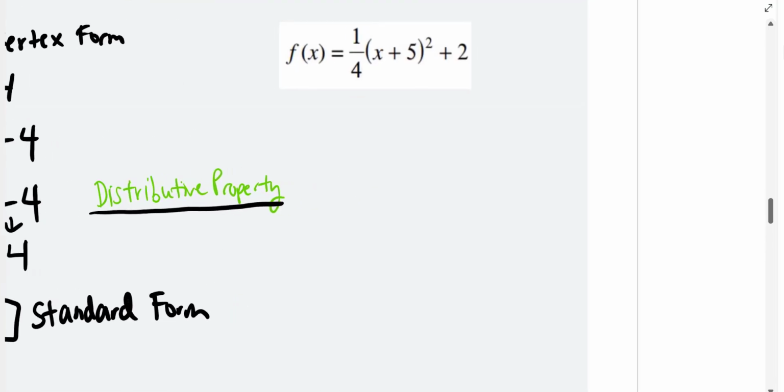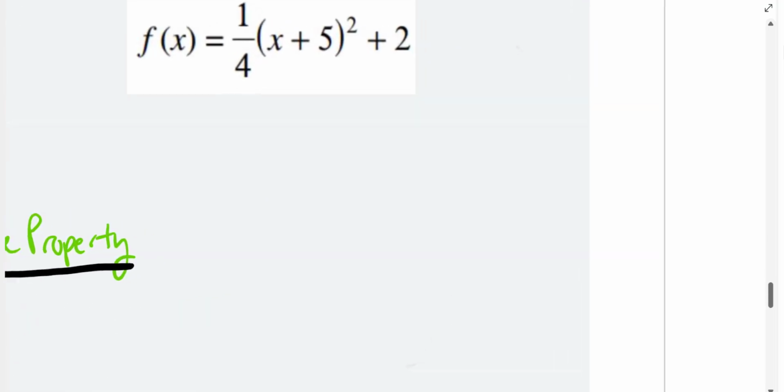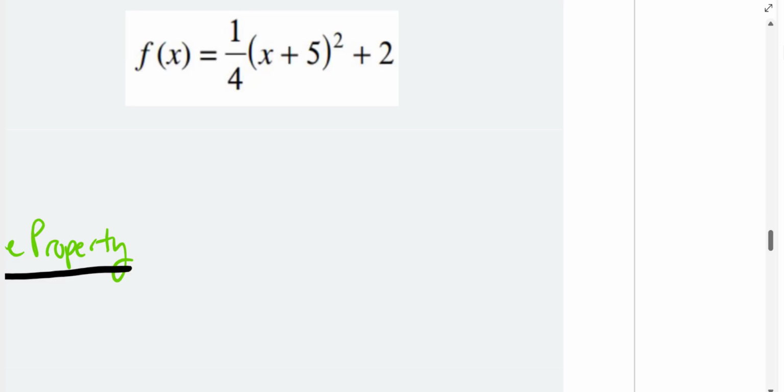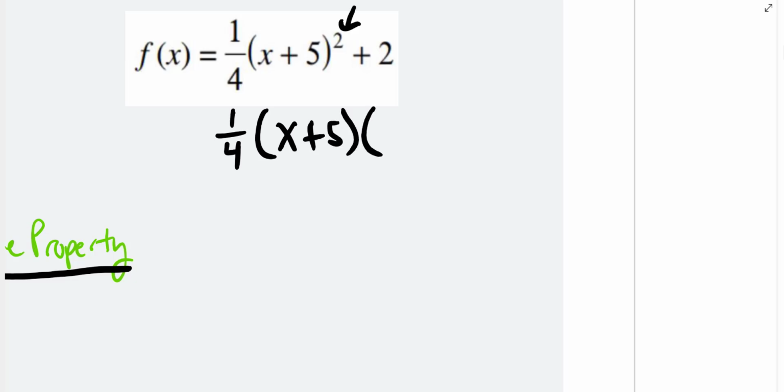We're going to do one more example of this type. The difference with this one is there's a fraction. So we're going to do the same first step, which is expand it out. So I have 2 of the x plus 5. That's what the exponent means. Don't forget the plus 2 on the outside.